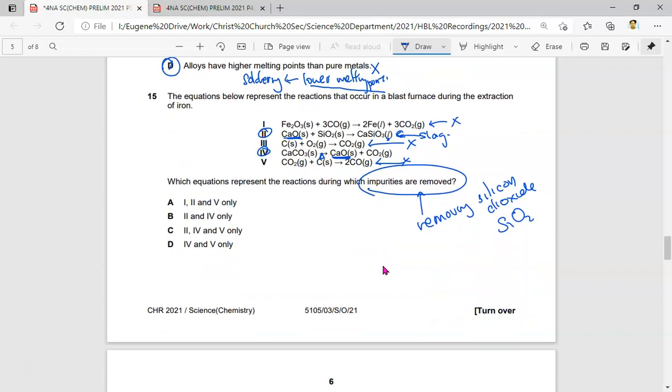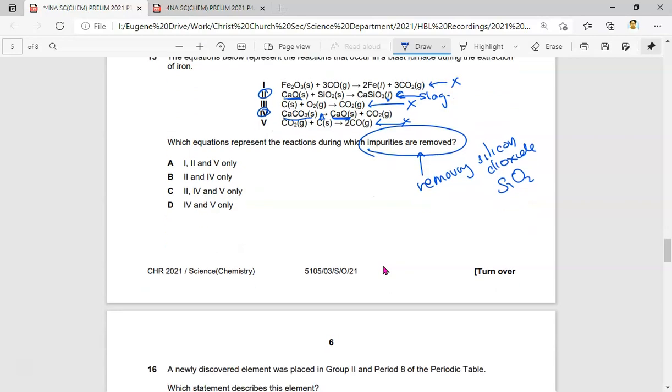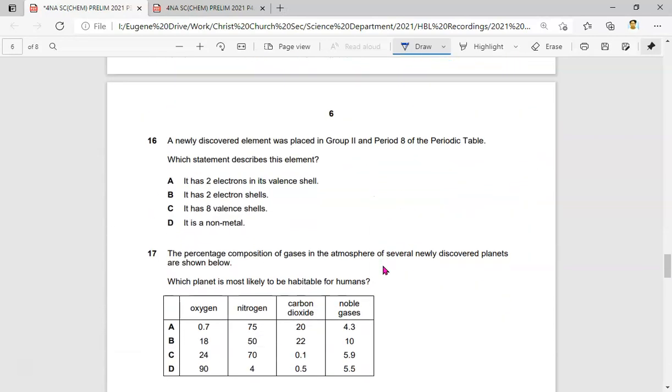Okay, so question 15. Whenever you talk about impurities being removed, you are focusing on the idea of slag. So you need calcium oxide, we have silicon dioxide. So how do you get calcium oxide? It's actually your limestone decomposing to form your calcium oxide. So that's for 15.